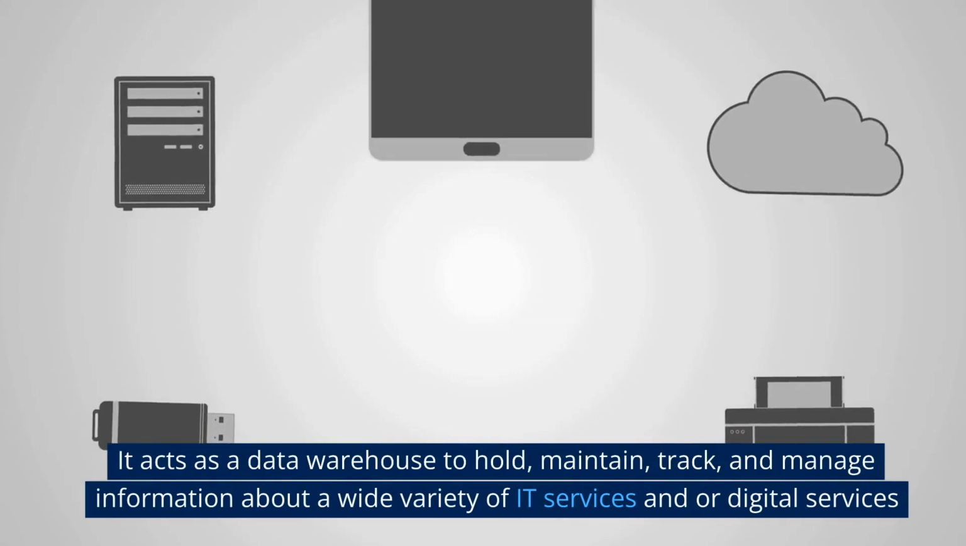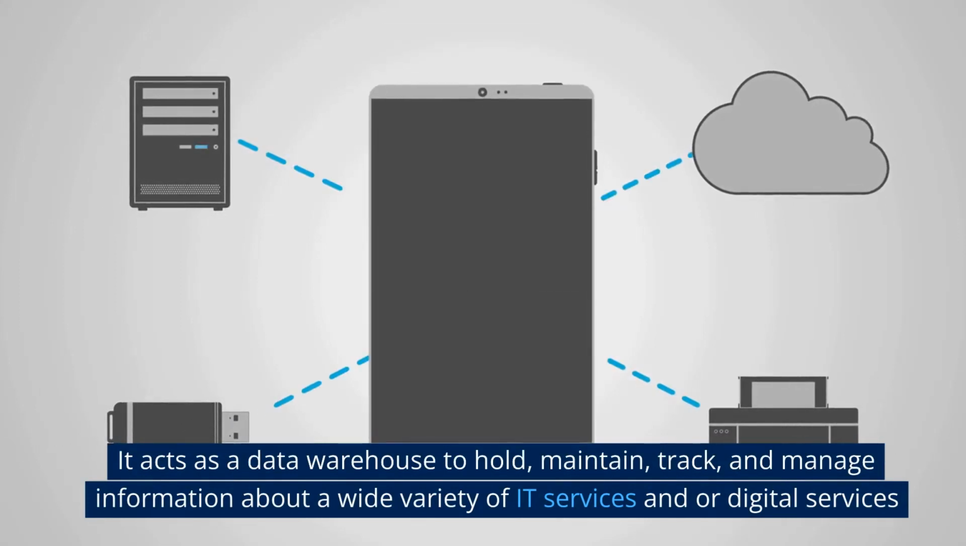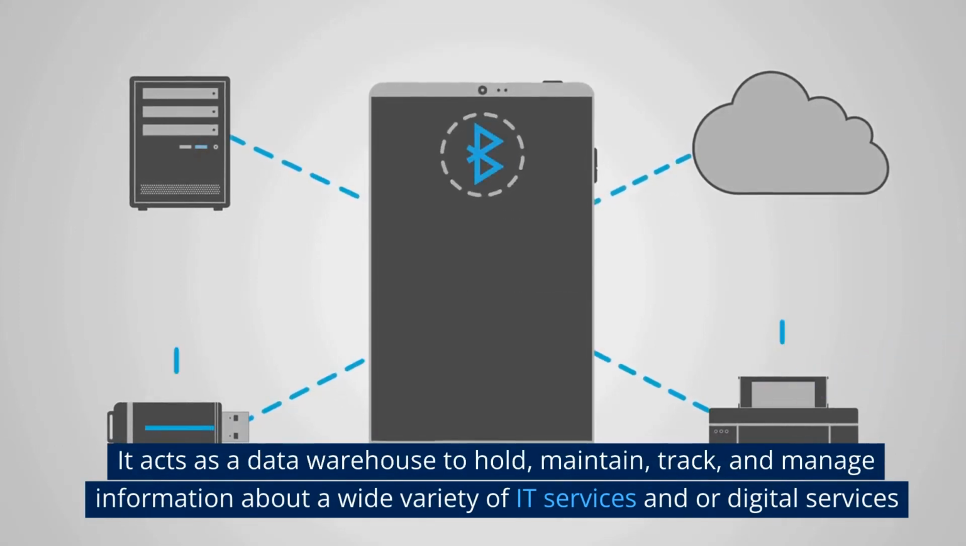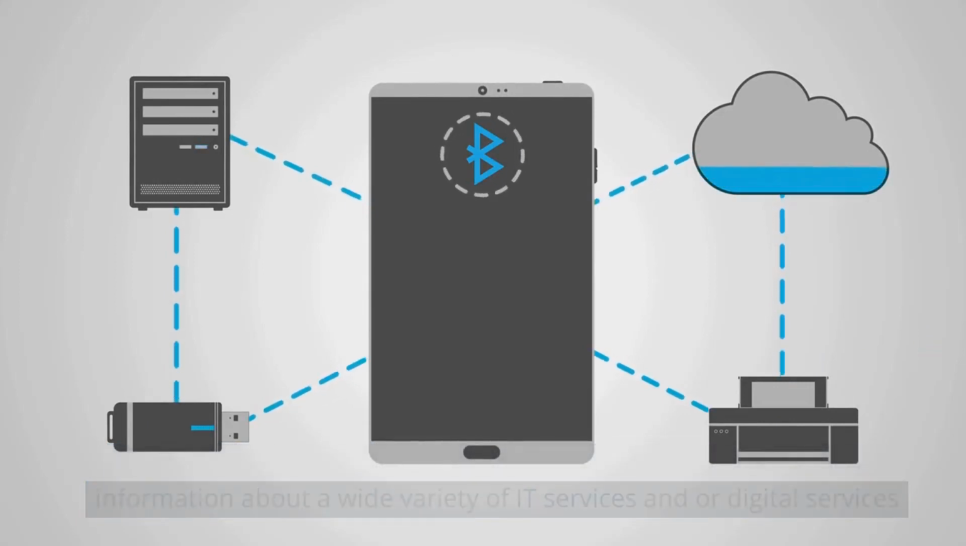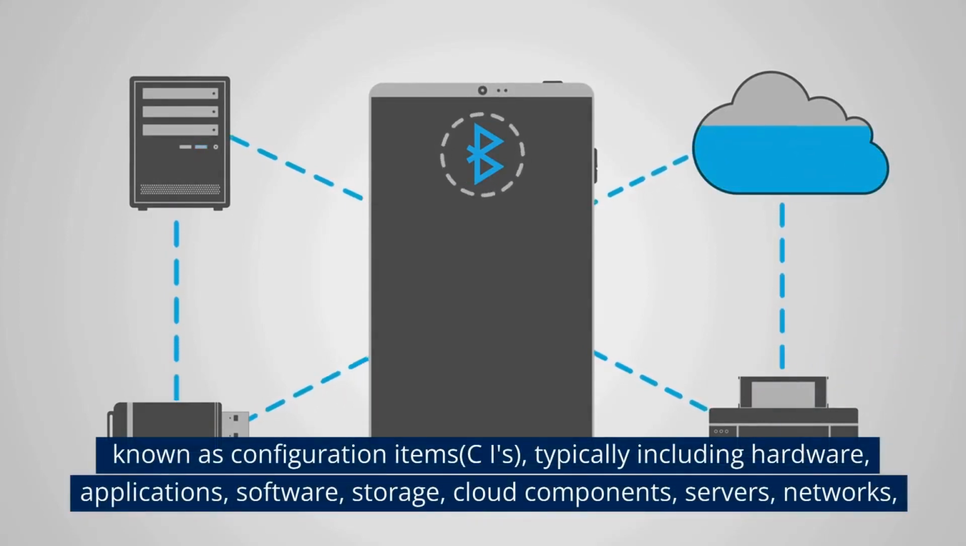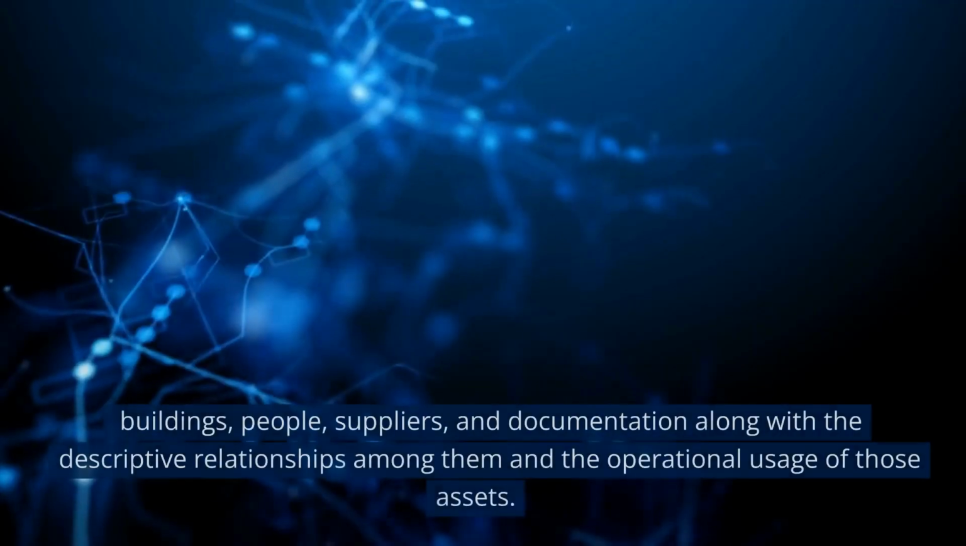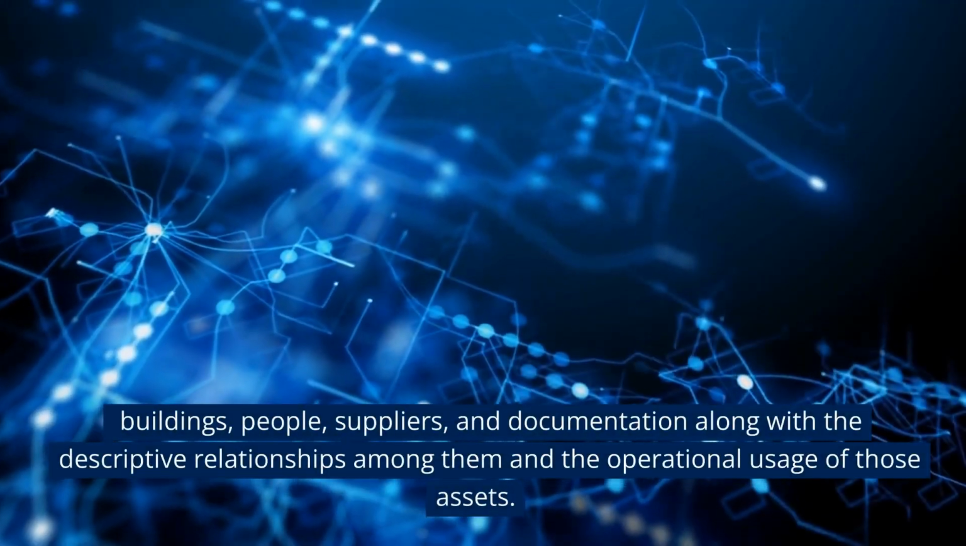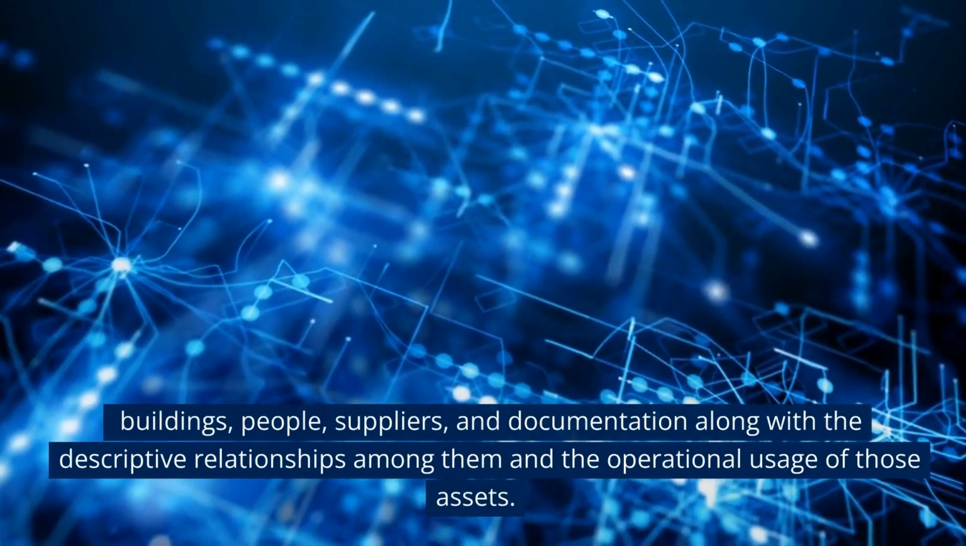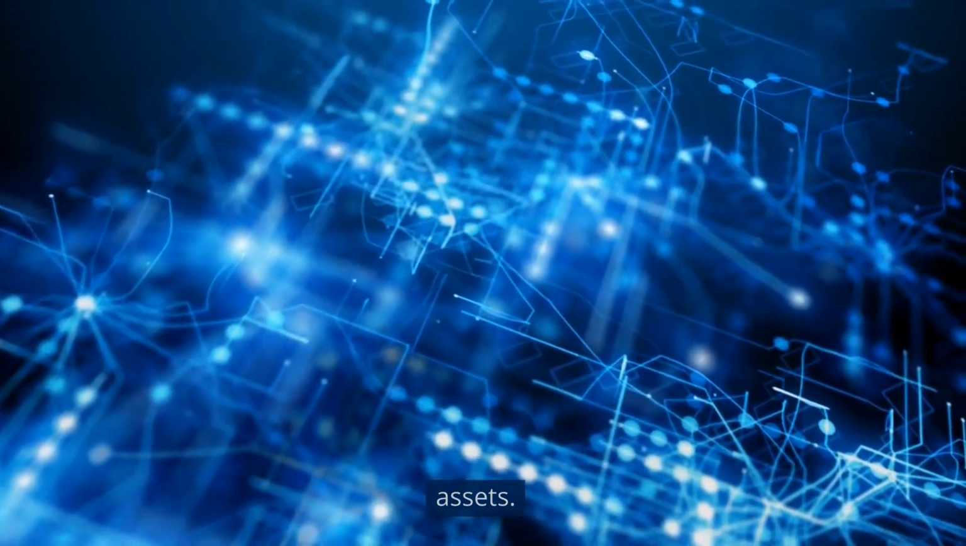It acts as a data warehouse to hold, maintain, track, and manage information about a wide variety of IT services and/or digital services known as configuration items, CIs, typically including hardware, applications, software, storage, cloud components, servers, networks, buildings, people, suppliers, and documentation, along with the descriptive relationships among them and the operational usage of those assets.